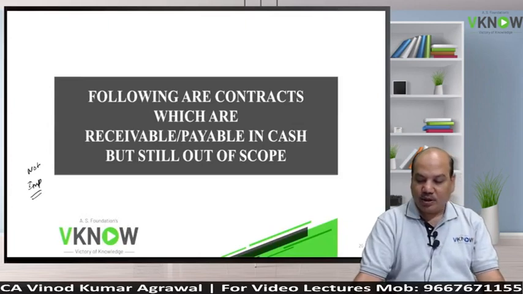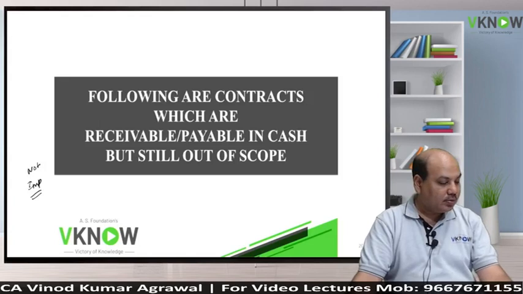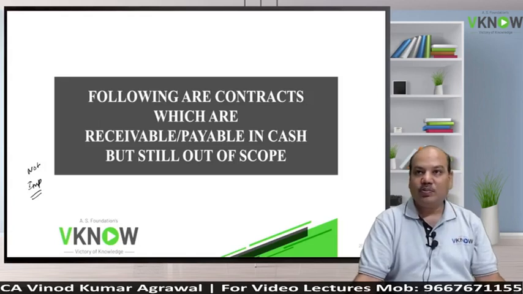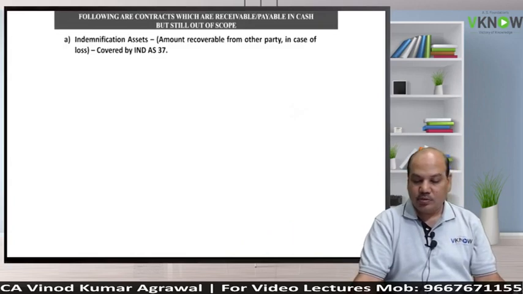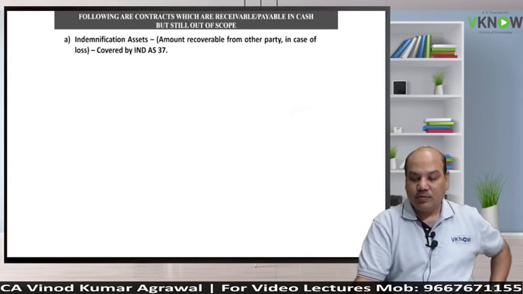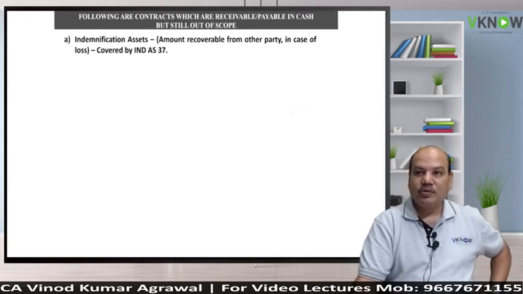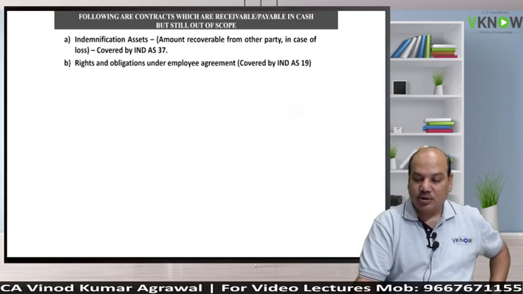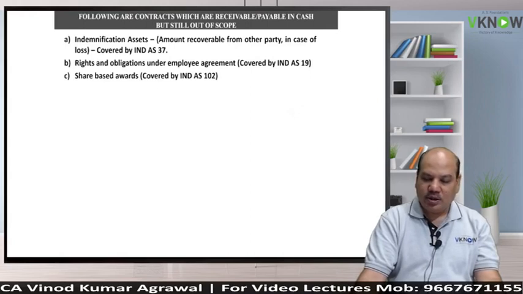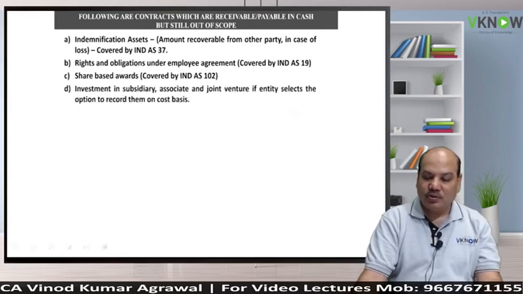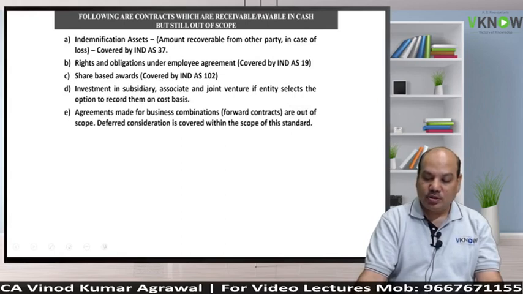It is the scope paragraph, but the last part on executory contracts is important, which I will explain. So what will come under the scope of the standard, and what will not? Indemnification asset, we have already covered in Ind AS 37. These are assets which you will recover from another party in case of loss. Then rights and obligations under employee agreements, Ind AS 19. Share based award, Ind AS 102.